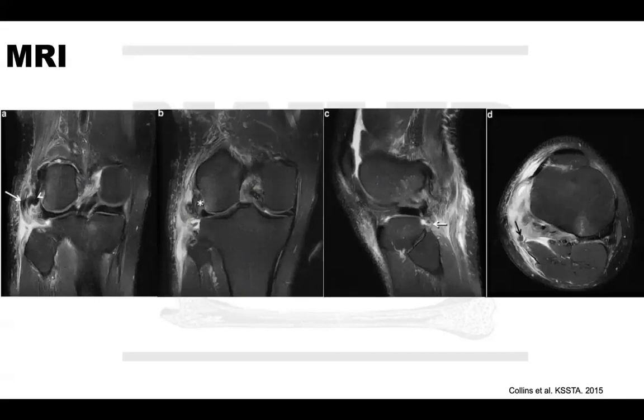So on the left, we have coronal images, and the two left images are coronal images. Figure C is a sagittal image, and then figure D is an axial image. So in all of these, we're trying to look towards the posterolateral corner of the knee and evaluate for any fractures or any sort of ruptures there.